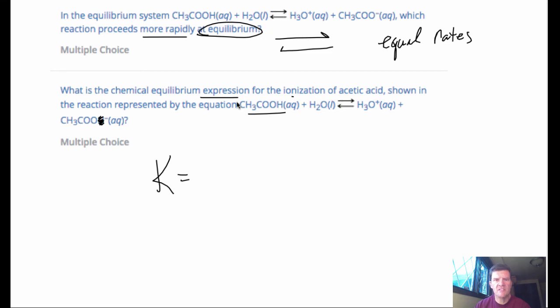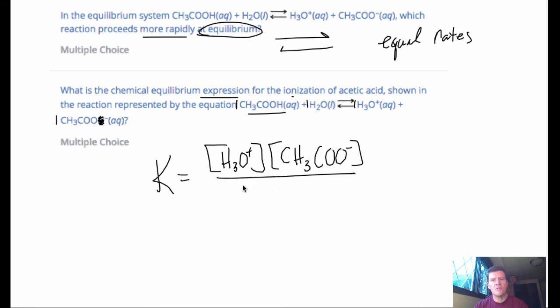This is balanced, and look at the coefficients. They're all 1, 1, 1, and 1. So when you have your exponents, they're all going to be 1 because all the coefficients are 1. But we just have to write the expression. It is products, so the concentration of the hydronium ion times the concentration of the acetate ion, over the concentration of the acetic acid times the concentration of the water. That's your equilibrium constant expression. That's it right there.